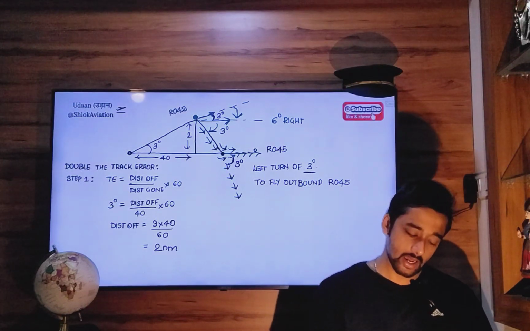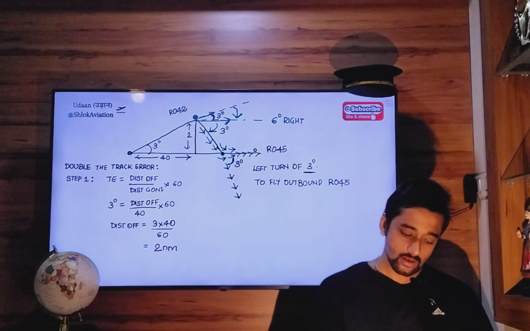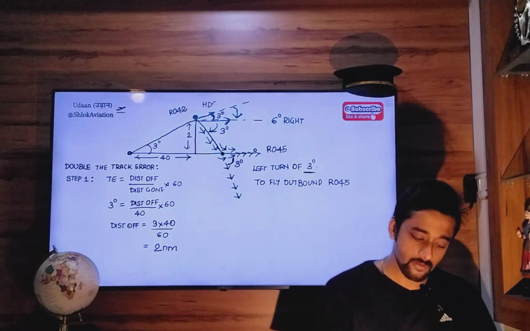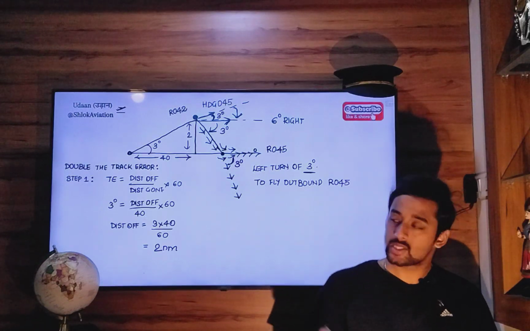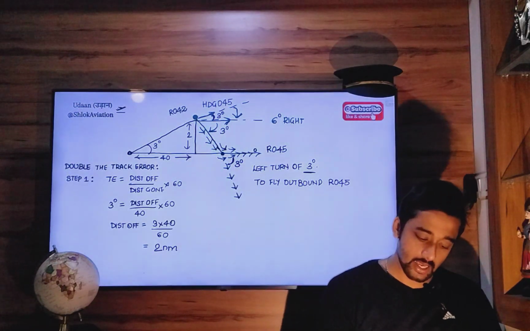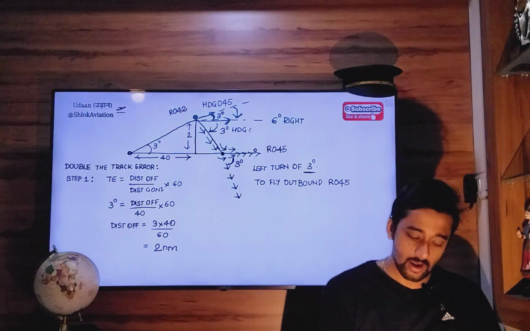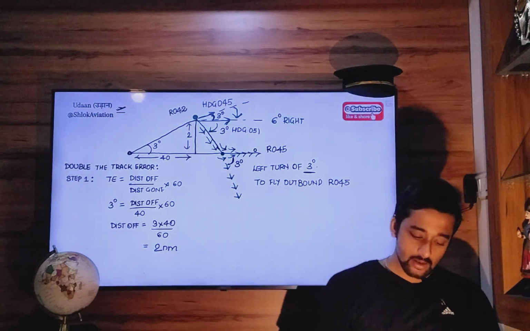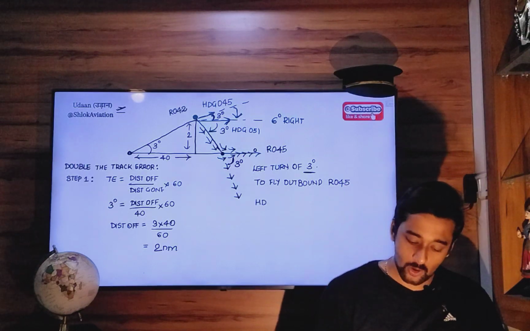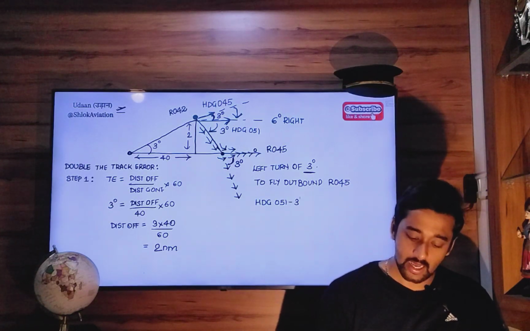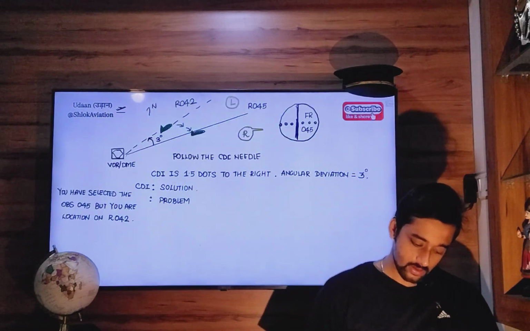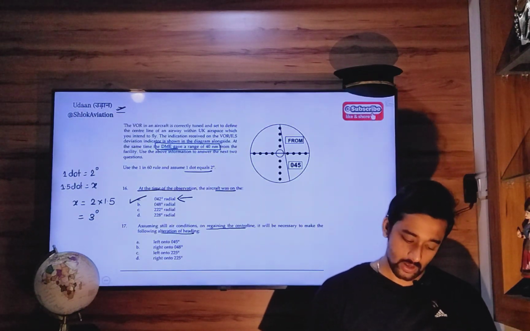So currently we are at, over here the heading is 045. Heading 045 plus 6 degrees is heading 051. At this point, when we reach here, we will have to subtract: heading 051 minus 3 degrees, which is 048. 048.